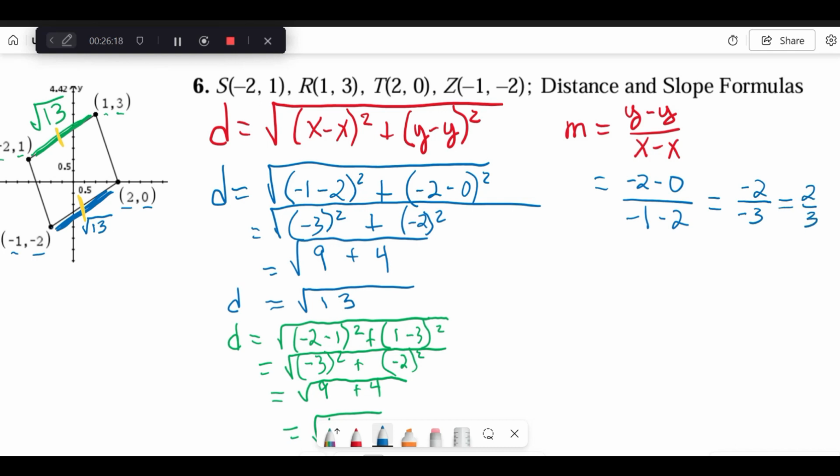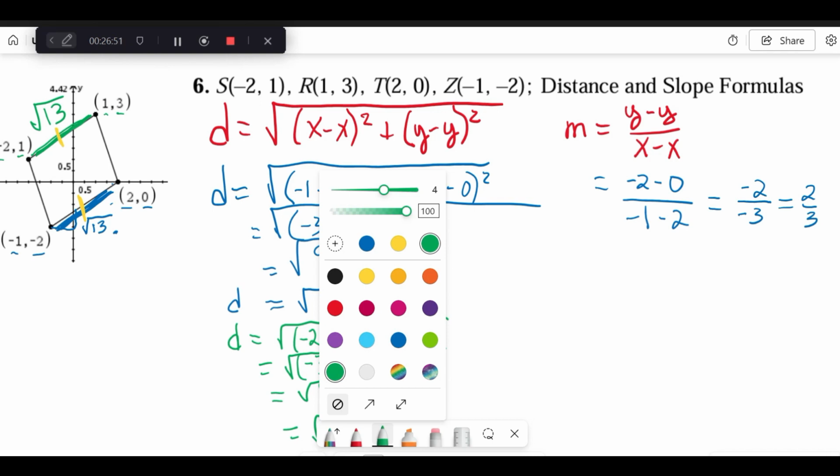In other words, it goes over 2 and up 3. I don't know if that's right. I think it must be, right? Because it went over a total of 1, 2, 3. Went over 3 and it went up 2. Yeah, from negative 2 to 0. So it is a slope of 2/3. That is correct.